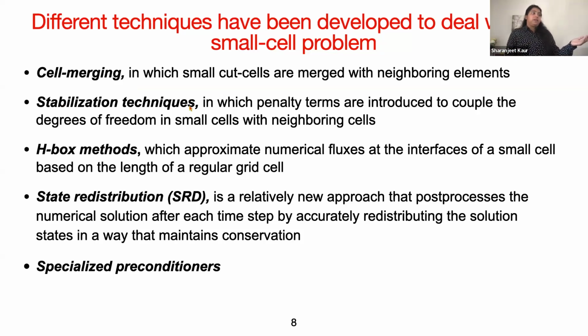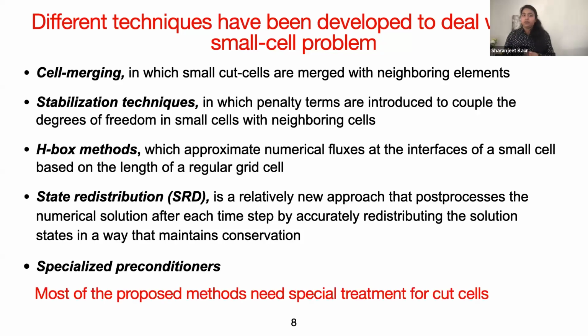Further, there are stabilization techniques in which penalty terms are introduced to couple degrees of freedom in small cells with neighboring cells. And there are H-box methods, but their extension to higher dimensions is very challenging. And redistribution-based methods have also been developed. And further, there are preconditioners that are developed to deal with the problem. But the problems we are interested in are mostly advection dominated, and there are not many preconditioners for those kinds of problems. And most importantly, most of these proposed methods need special treatment for cut cells.